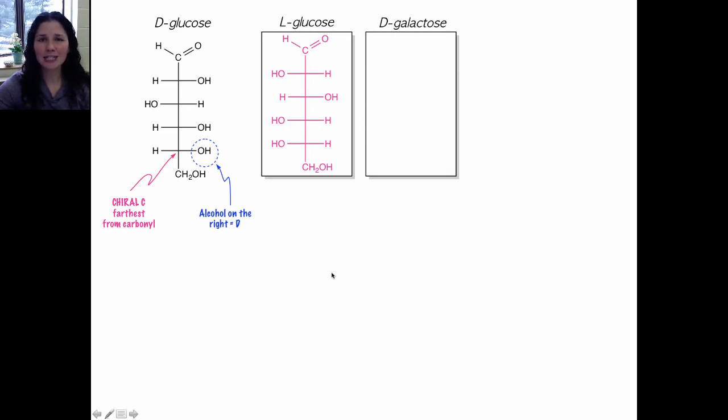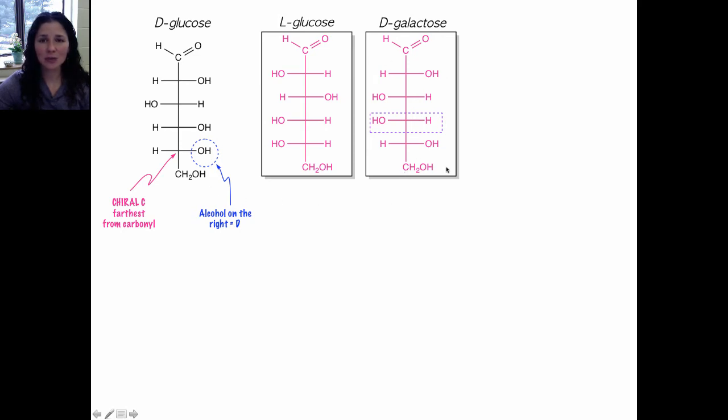D-galactose is a special kind of stereoisomer called an epimer. An epimer is a stereoisomer that has only one chiral center inverted. D-galactose is very similar to D-glucose, except that it has only one chiral center inverted on the 4th carbon. This is carbon 1, 2, 3, and 4. Notice that carbons 2, 3, and 5 are identical in D-galactose and D-glucose. The only difference is the orientation of the groups around the 4th carbon. The definition of an epimer is a stereoisomer with only one inverted stereocenter.